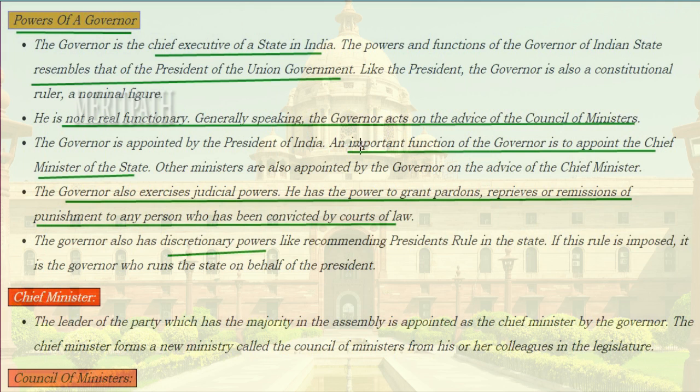Governor is appointed by the President of India. An important function of the governor is to appoint the chief minister of that state. And not only the chief minister, other council of ministers of the state are also appointed by the governor while taking the advice of the chief minister. Governor also has some judicial powers like the power to grant pardons, reprieves, or remissions of the punishment to any person or any criminal. In addition to judicial powers, the governor also has discretionary powers like recommending president's rule in a state. So if this rule is imposed, then the governor runs the state on behalf of the president.